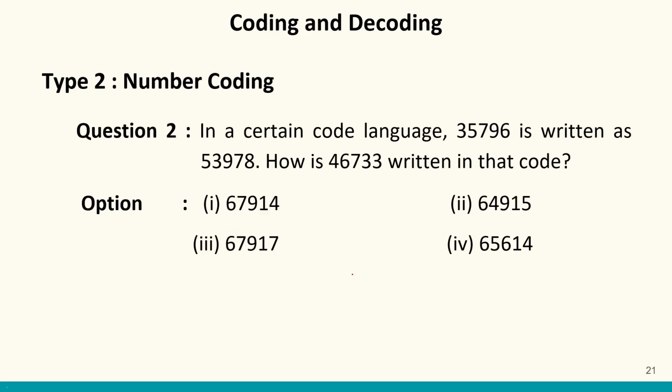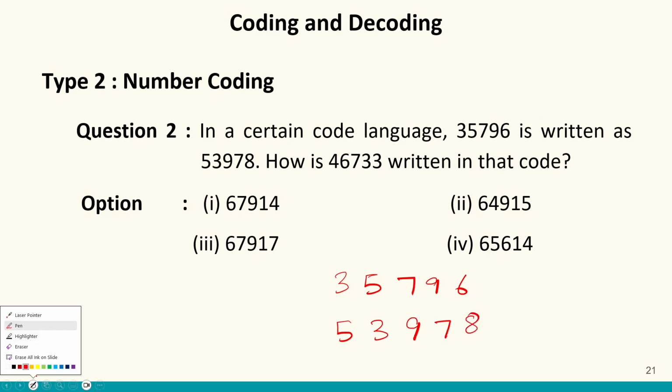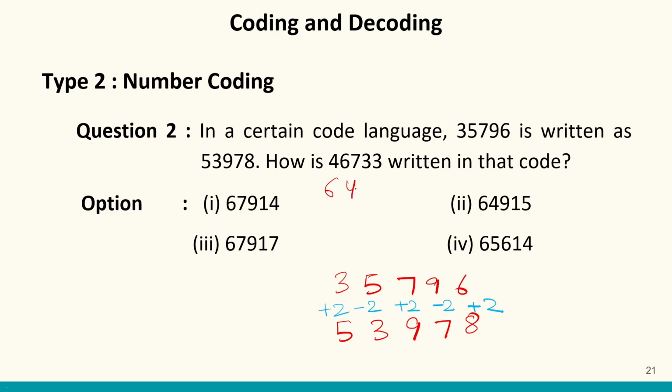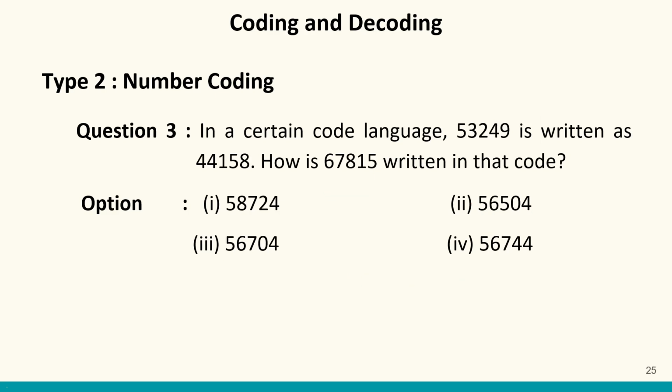This question again. From 35796, the code is written as 53978. Very clearly, plus 2, minus 2, plus 2, minus 2 and plus 2. So let us do the same thing for 4, 6, 7, 3, 3. So plus 2 will give us 6, minus 2 will give us 4, plus 2 will give us 9, minus 2 will give us 1, plus 2 will give us 5. So our code will be 64915, which is option number 2. This is your answer.